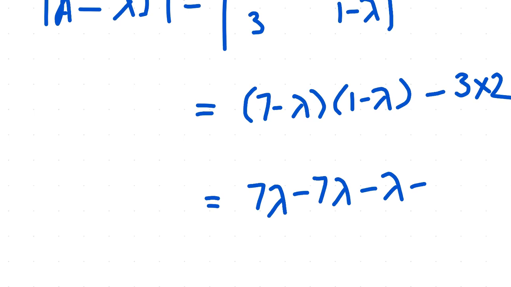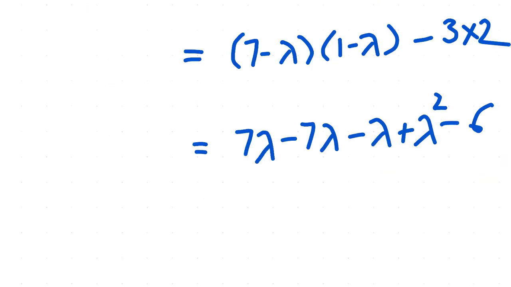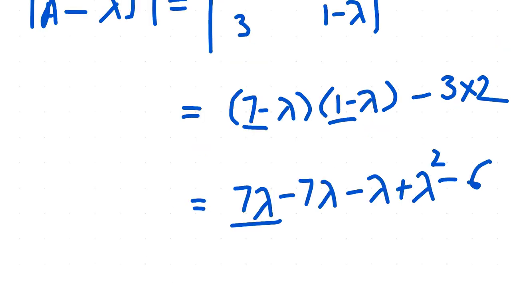You got it? Ma'am, why did you write 7 lambda in the second step? See, 7 into 1. Sorry, that was my mistake. I have written it twice. 7 into 1 is 7, and 7 into lambda is 7 lambda. Okay, ma'am.